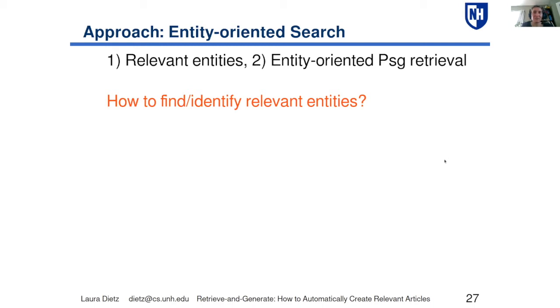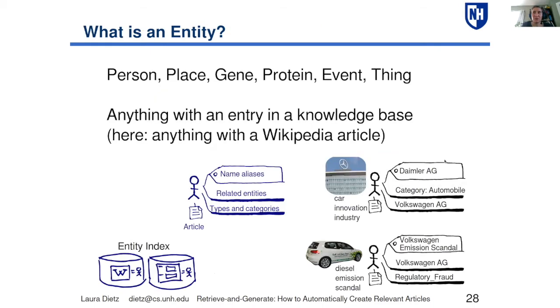For those of you here who don't know what an entity is, my working definition is everything that has an entry on Wikipedia. That includes people, places, and genes, but also proteins, events, things, anything that has an article. Having these entities is nice because, on the one hand, we can draw cute stick figures, but we also know a lot about these concepts. They're not just words anymore; we know which categories they're in.